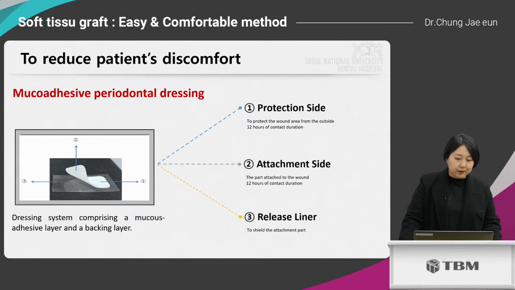site. A new mucoadhesive periodontal dressing called Ora-Aid was developed. Ora-Aid is a dressing system comprising a mucoadhesive layer and backing layer and provided attached to a thin film. The protection layer here is the outer surface of the dressing, and protects the wound area from the outside. And the attachment side here is the inner surface that attaches to the gingiva. This part is attached to the wound. And this dressing can last for 1 day, but it can last for about a week if we use suture together.